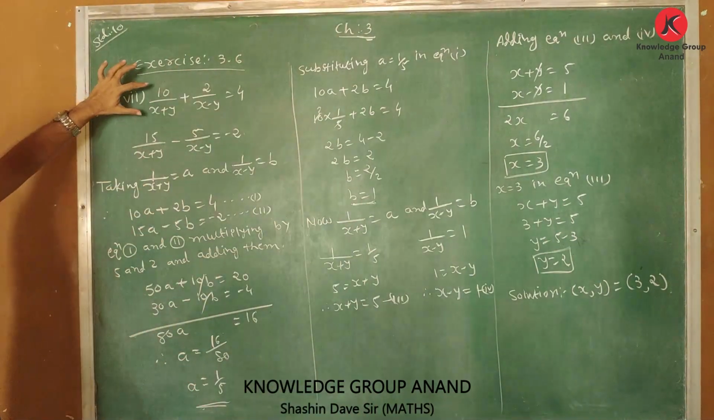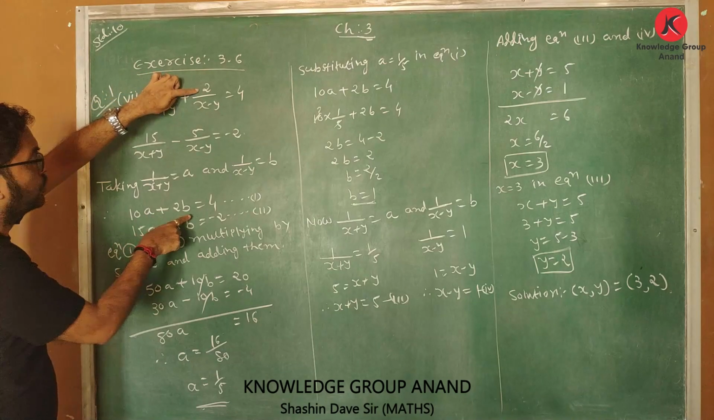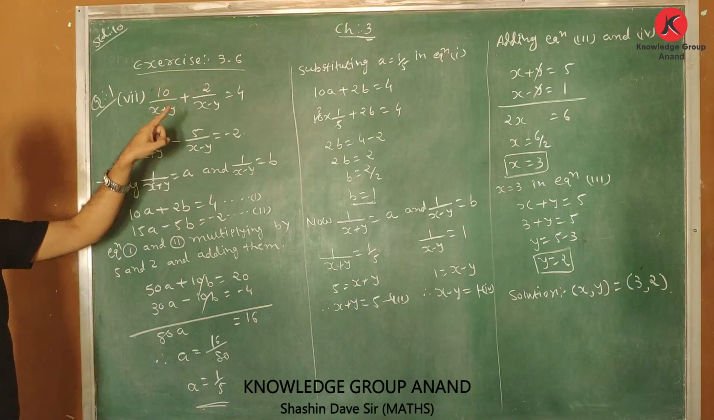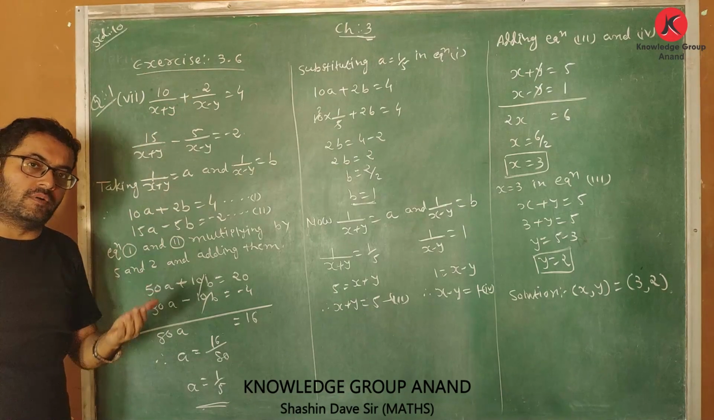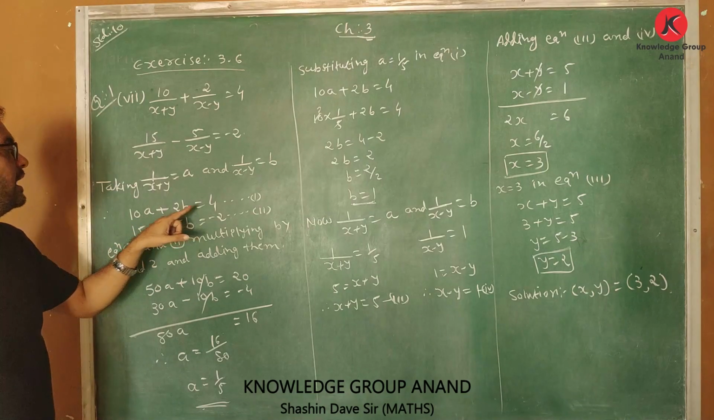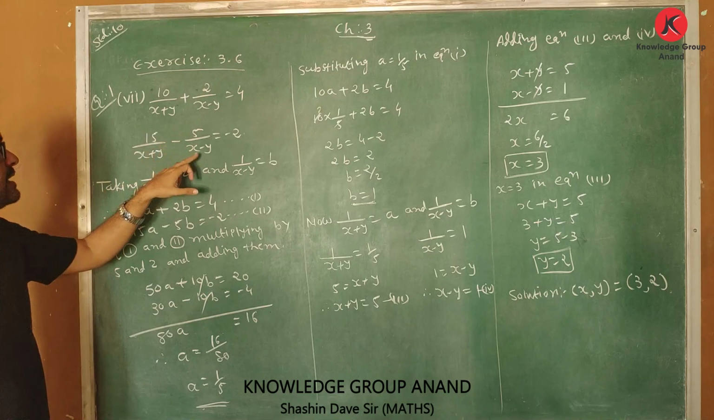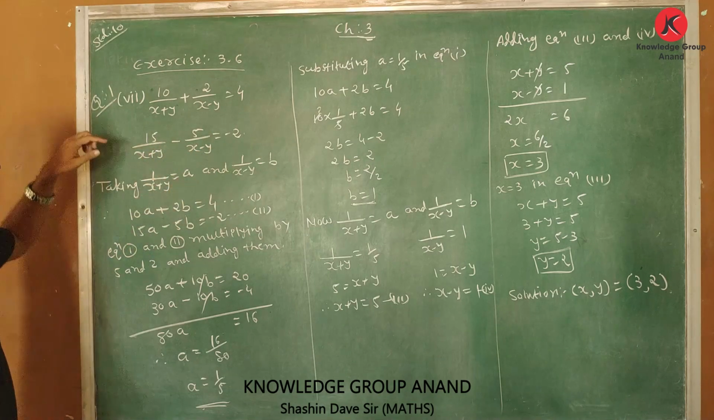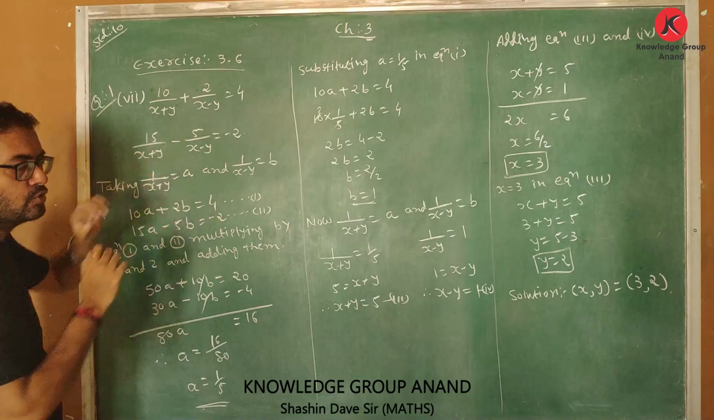Now you can say that the first equation becomes 10a plus 2b is equal to 4. Why? Because 1 upon x plus y is a and 1 upon x minus y is b. So our first equation became simpler: 10a plus 2b is equal to 4. And the second equation, which was 15 upon x plus y minus 5 upon x minus y is equal to minus 2, changed into 15a minus 5b is equal to minus 2.